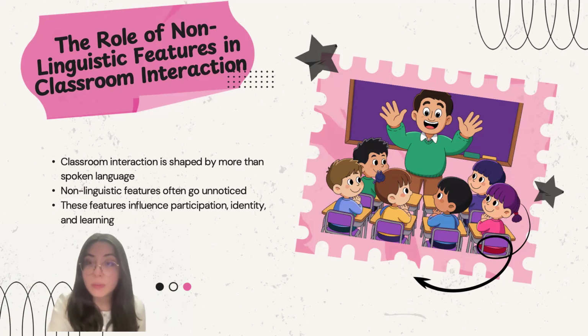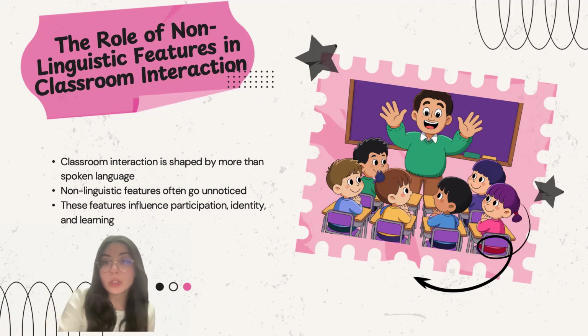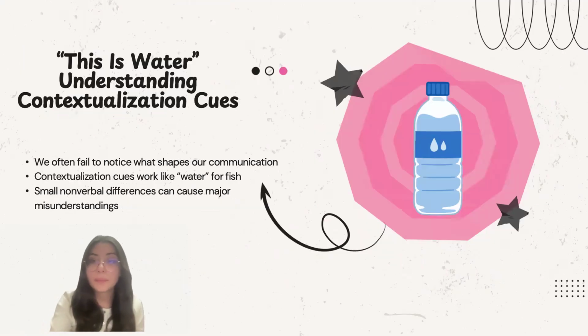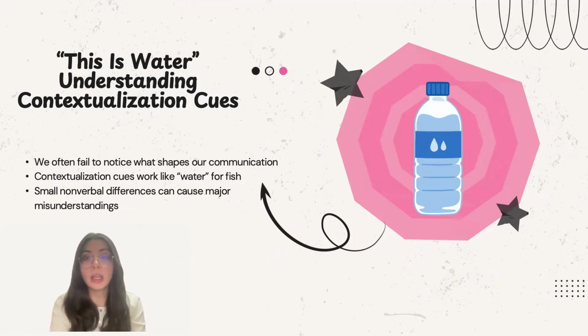As you see, classroom interaction is shaped by more than spoken language. Non-linguistic features often go unnoticed. These features influence participation, identity, and learning. Now I'm going to talk about This Is Water, understanding contextualization cues.